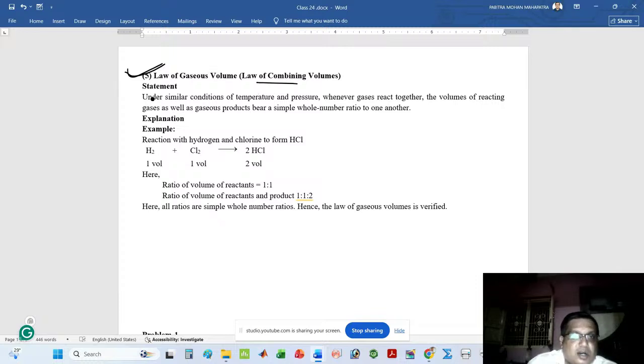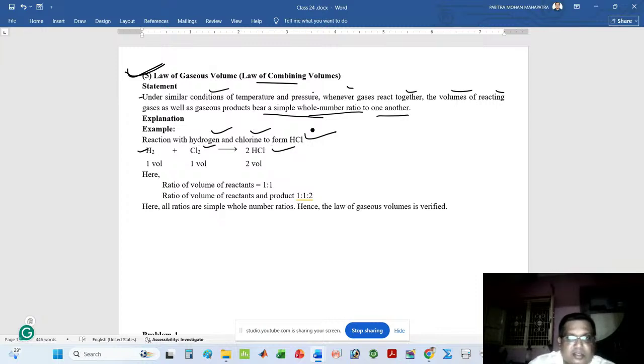Now I want to repeat it here. Under similar conditions of temperature and pressure, whenever gases react together, the volumes of the reacting gases as well as the gaseous product bear a simple whole number ratio to one another. Now take an example. I have taken a reaction of hydrogen and chlorine, and they form hydrogen chloride. So here I can write H2 plus Cl2 gives 2HCl.